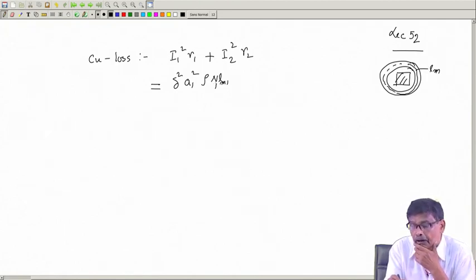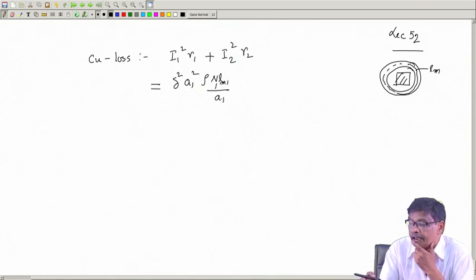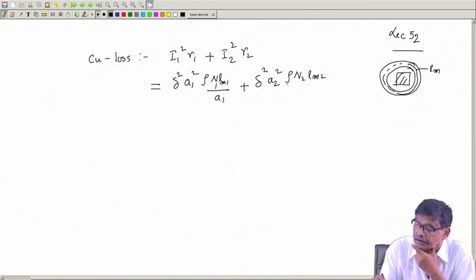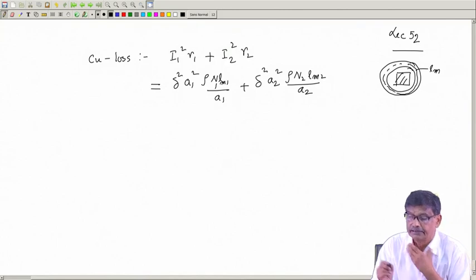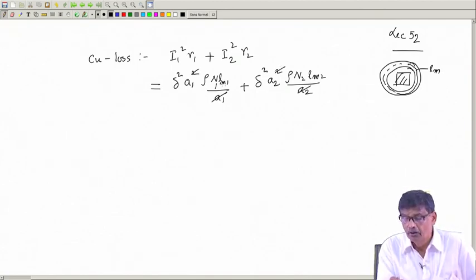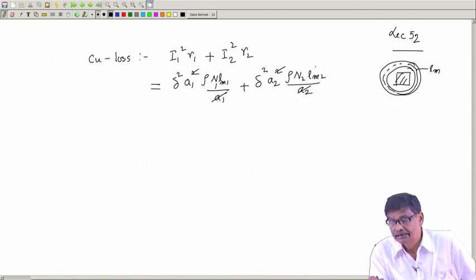So, rho L by area. A1, you remember, is the cross sectional area of the conductor. Therefore, this is the thing. Similarly, on the secondary side it will be I2 squared, rho N2 Lm2, mean length of the conductor, divided by A2. Now, you see this A goes here. So, on the top what you have, physical dimension wise, is length into area, and here also length into area.